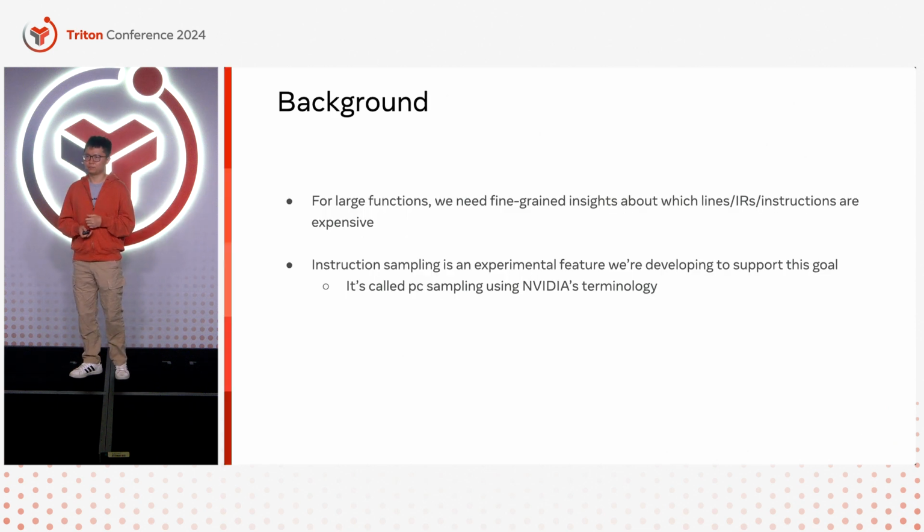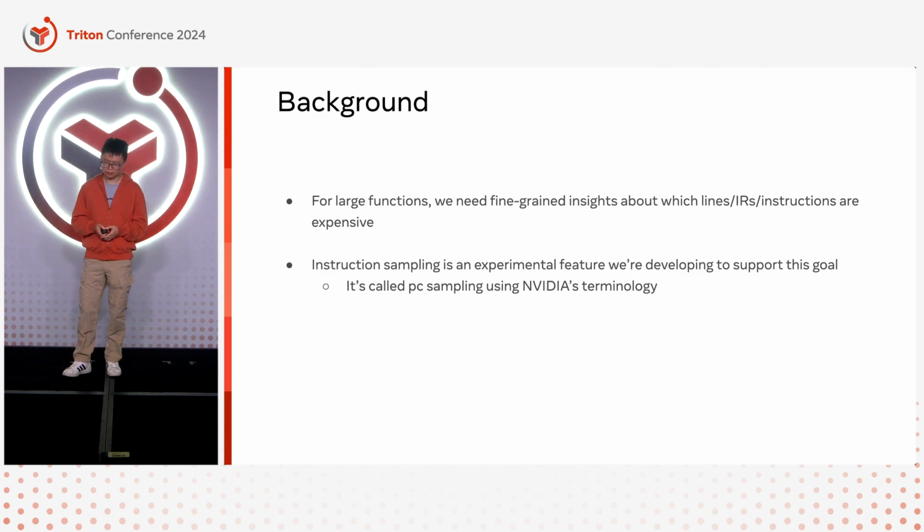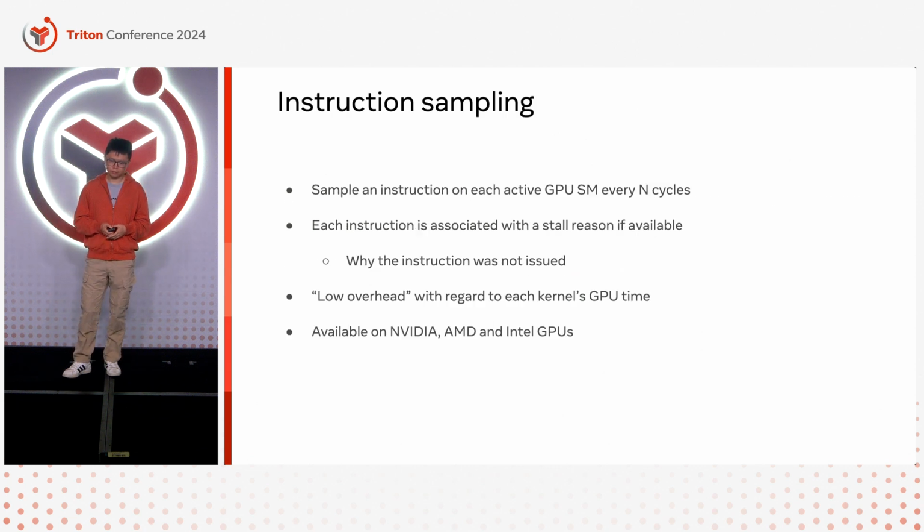What we have covered before are just coarse-grained metrics, like looking at the flops of the entire kernel or calculating the utilization of the entire kernel. If we have a large and very complex Triton kernel that could be thousands of lines, then we probably need finer-grained information about which lines, IRs, or instructions are expensive, instead of just knowing that this kernel is expensive. It's an experimental feature that we are developing to support this goal. Using NVIDIA's terminology, it's called PC sampling.